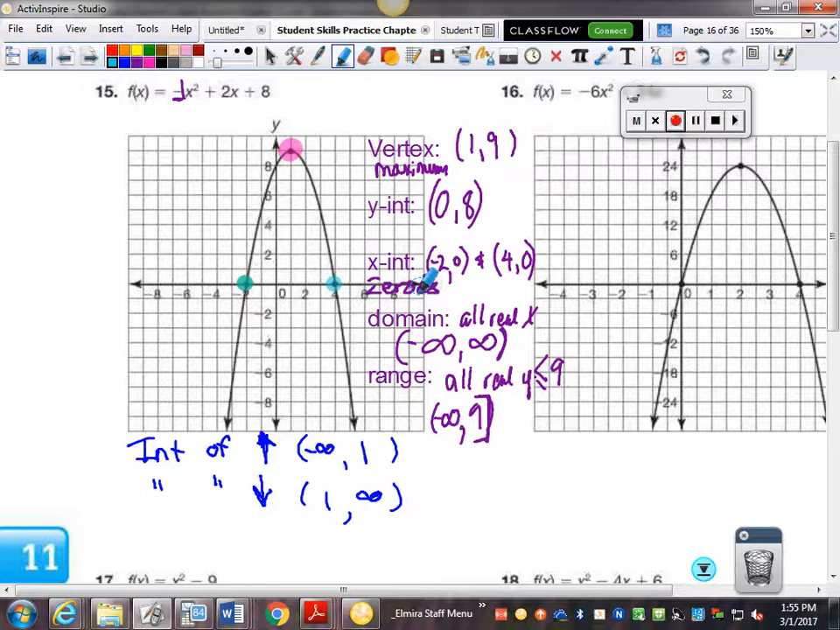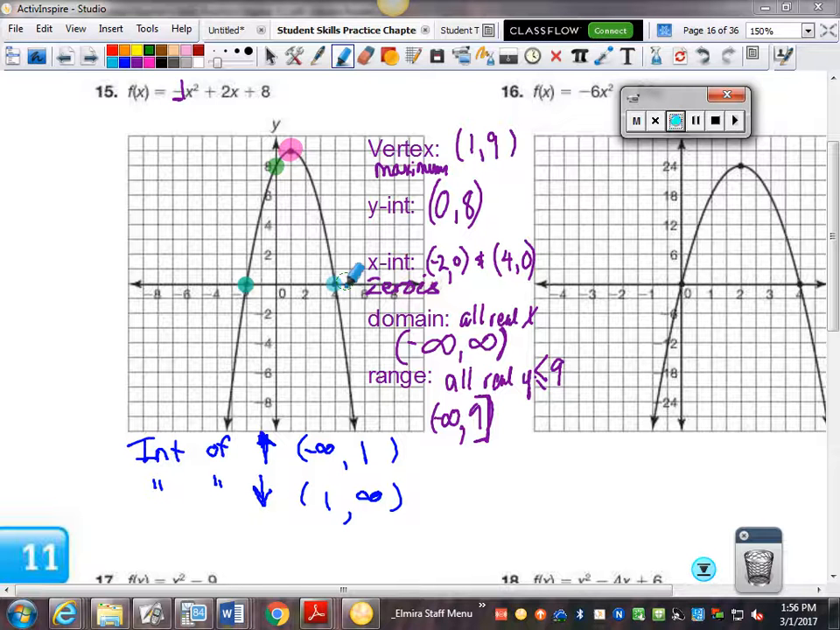Oh, wait a second, that's a total lie. I have to pause for a second. There's my y-intercept. My y-intercept actually appears at 0, 8. I'm standing very close to the screen and it threw me for a second. Okay, -2 and 0 and 4 and 0. Those are my x-intercepts, also known as my zeros.